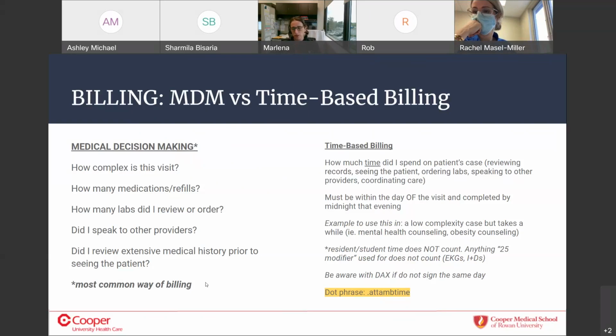Whenever you're using time-based billing, you have to document that you used time-based billing. So you use the dot phrase that I put here at the bottom, .ATT AM time, and you fill in how many minutes.